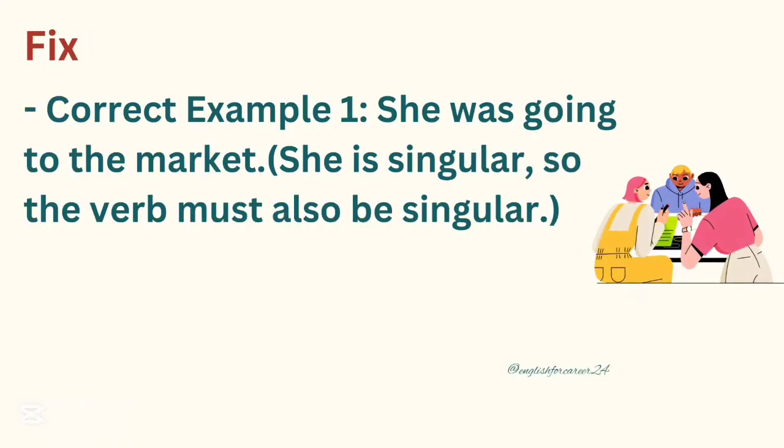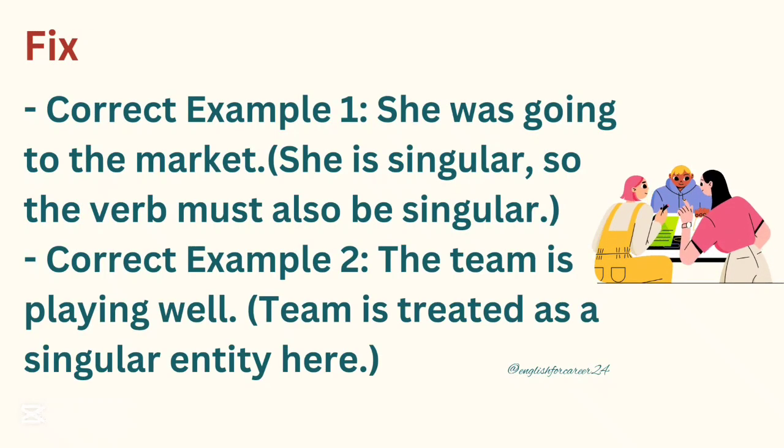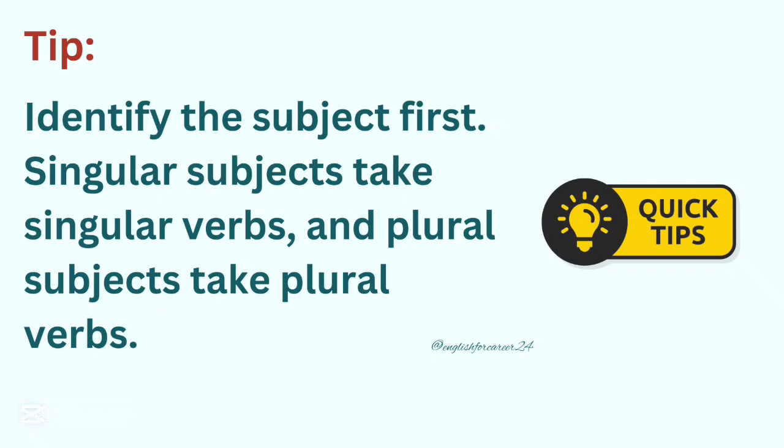Correct example 1: "She was going to the market." She is singular, so the verb must also be singular. Correct example 2: "The team is playing well." Team is treated as a singular entity here. Tip: identify the subject first. Singular subjects take singular verbs and plural subjects take plural verbs.